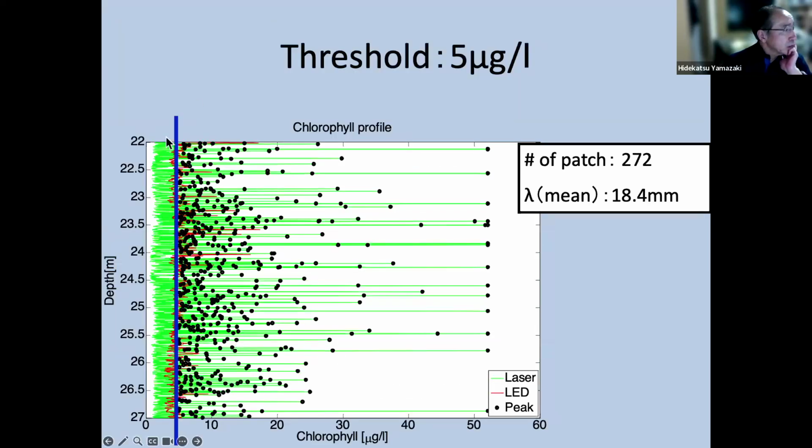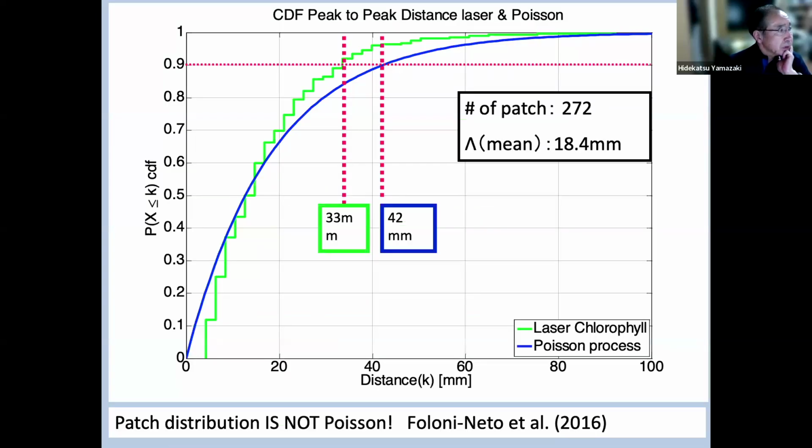Okay, we lower the threshold to include smaller patches. Then what's going to happen to the events? The blue one is the Poisson process, but this is what we actually observe: the 90th percentile takes place at a shorter distance than the expected exponential distribution. What this means is that small ones seem to reside around the big ones. That's what this is suggesting.